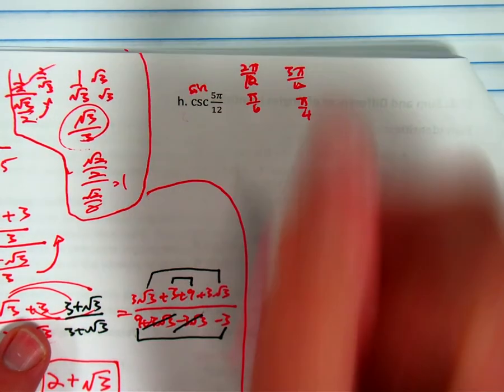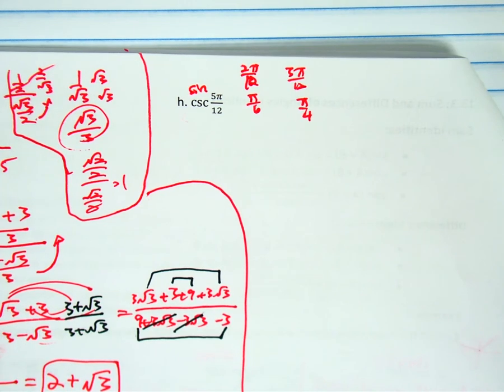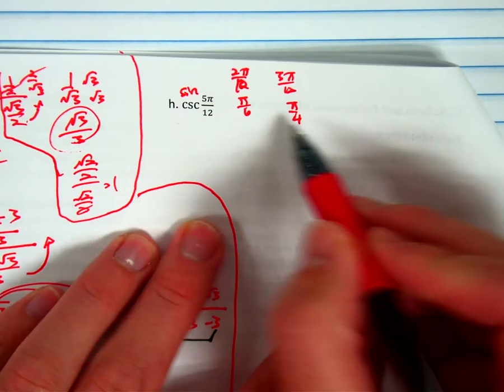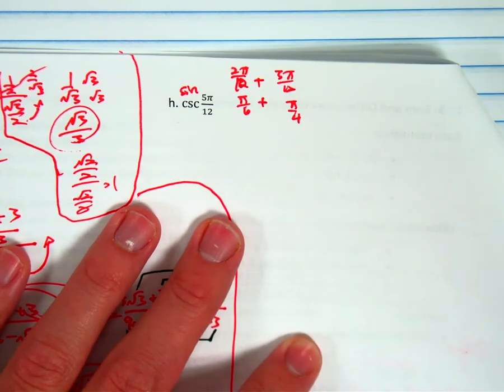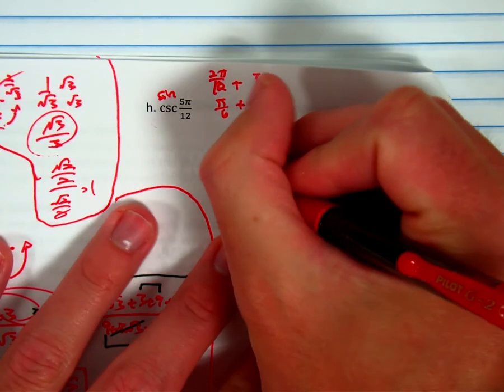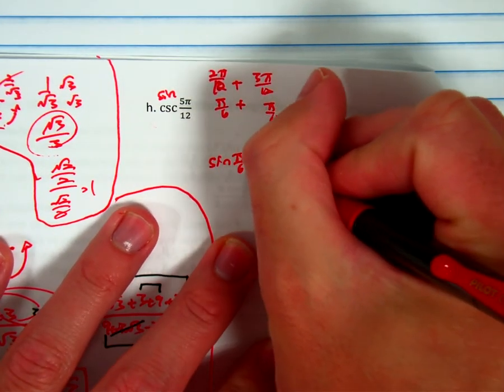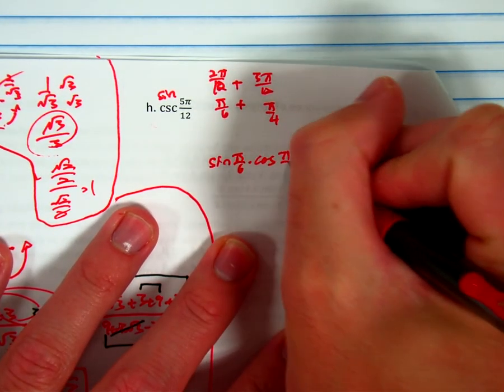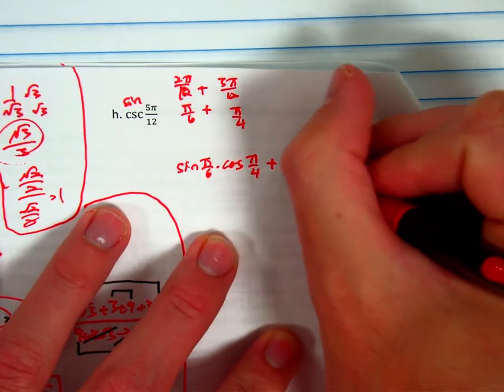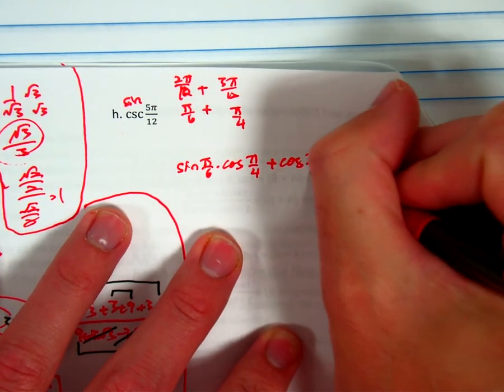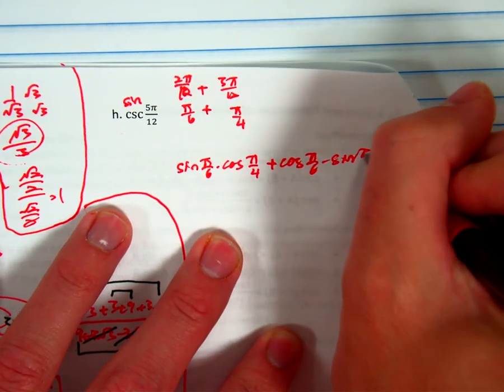Remember, cosecant is the reciprocal of sine. So we're going to do the sine of that, and then flip the answer at the end. Okay, so we're going to do sine. This is a sum. We're adding those up. So sine of the first times cosine second plus cosine first times sine second.